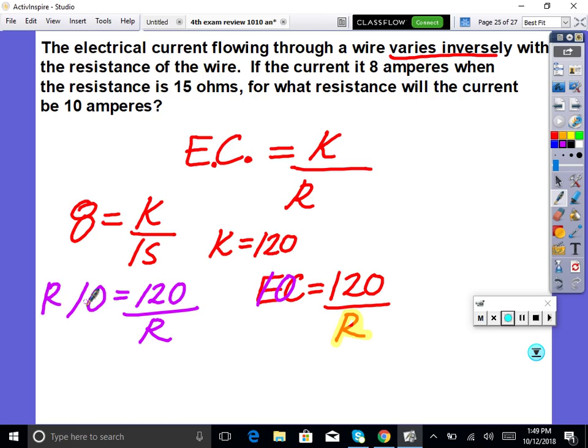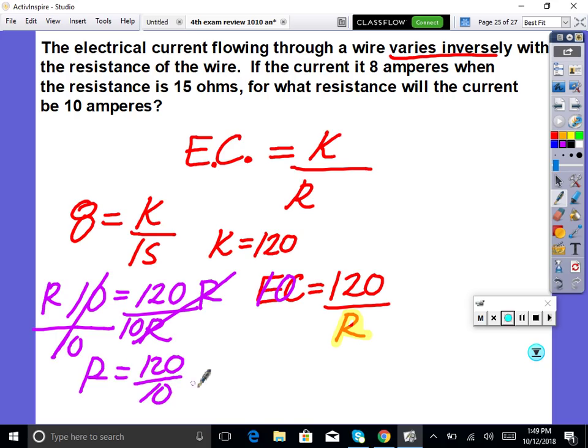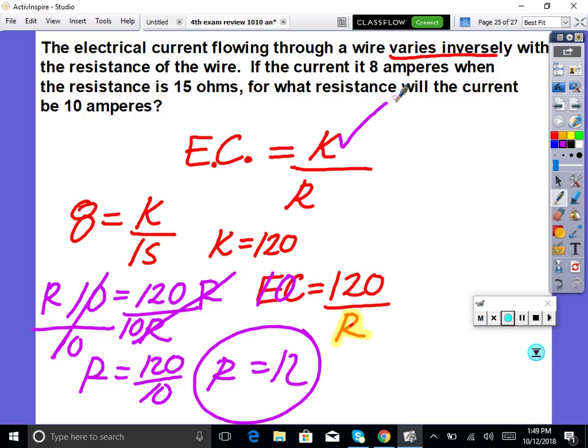So I'd multiply both sides by R, and then I would divide by 10. So that gets R alone. So R is equal to 120 divided by 10. So our resistance would be 12. So the first step is to always solve for k, and then they could either give you this or this, and then you just solve for whatever you're not given.